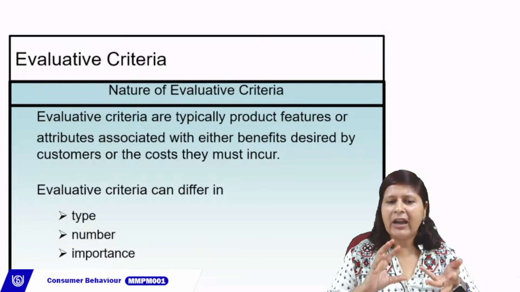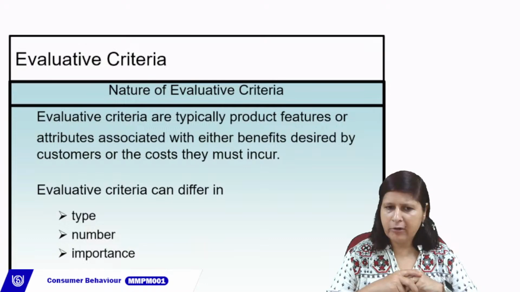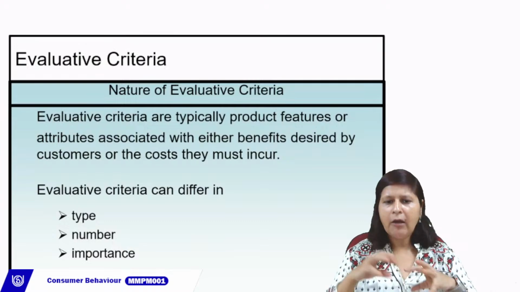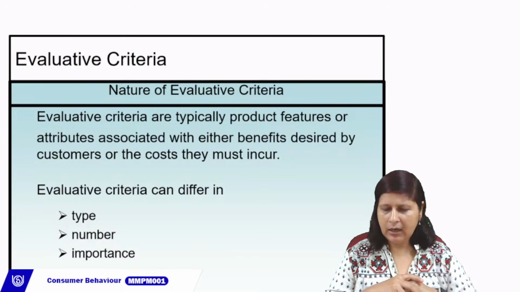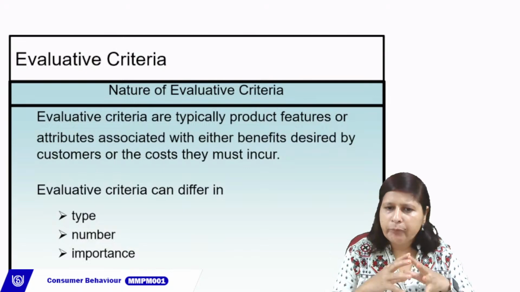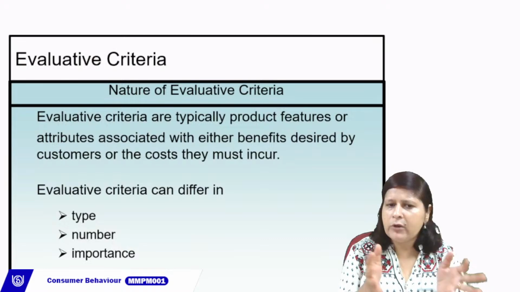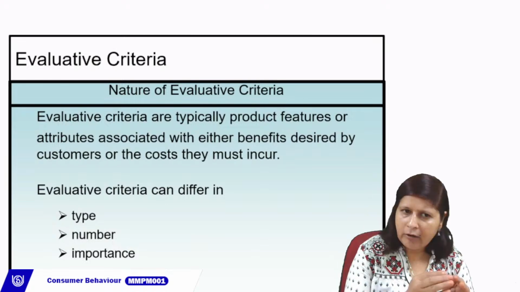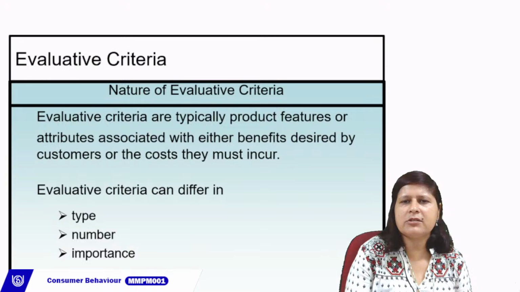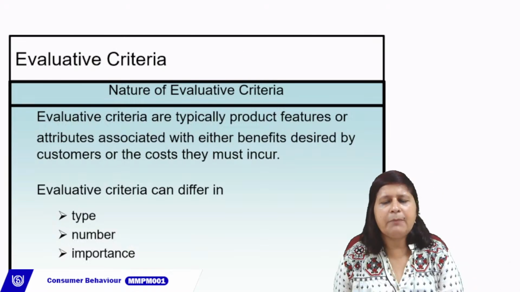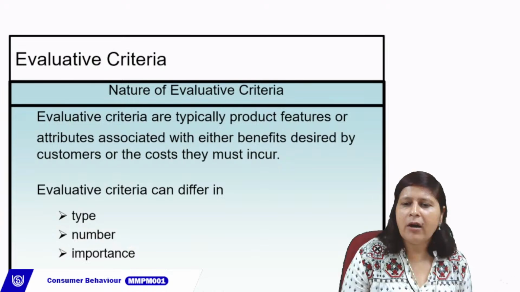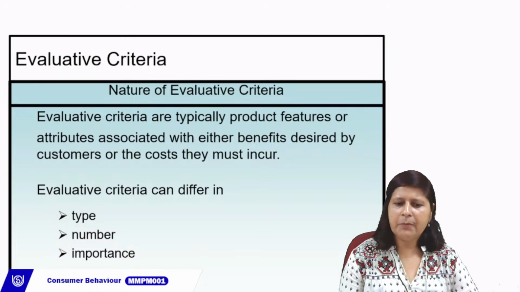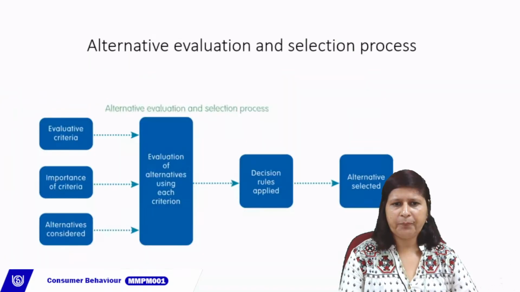Evaluation criteria are typically product features or attributes associated with either benefits desired by the customer or costs they must incur. Evaluation criteria could be on the basis of the feature, characteristics, or attribute, the benefits desired by the customer, or the cost of the product. Evaluation criteria can differ in type, number, and importance.